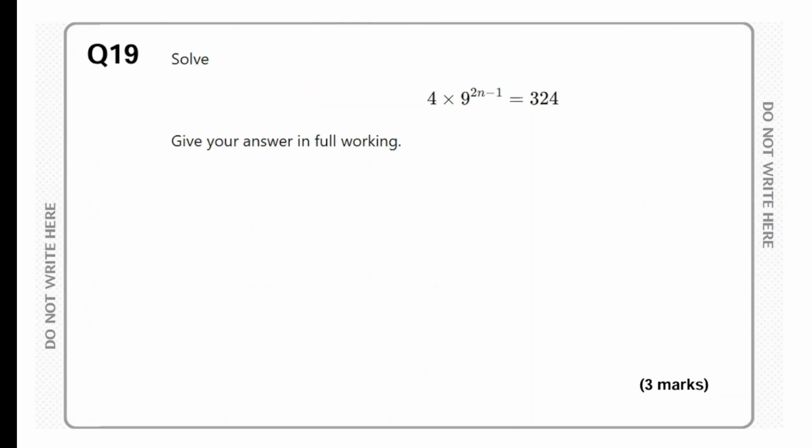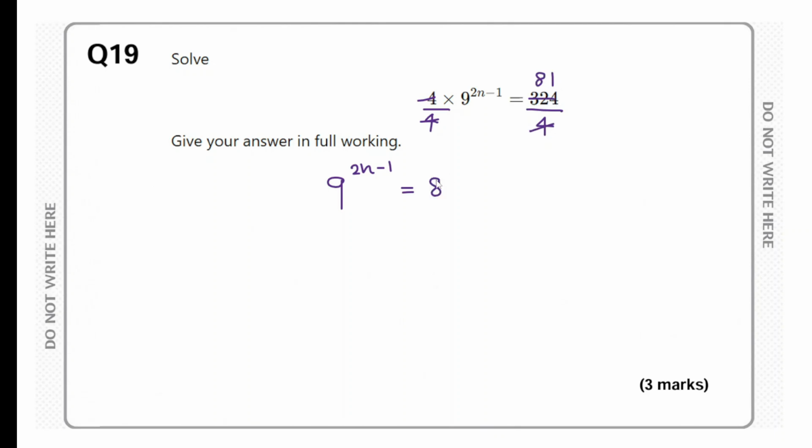Question number 19 on indices. Pause the video and try this question, please. So the first step in a question like this is I can easily divide both sides by 4. So I can cross these two out, and I get 9 to the power of 2n take away 1 is equal to 324 divided by 4. 4 goes into 32 8 times, 4 divided by 4 is 1.